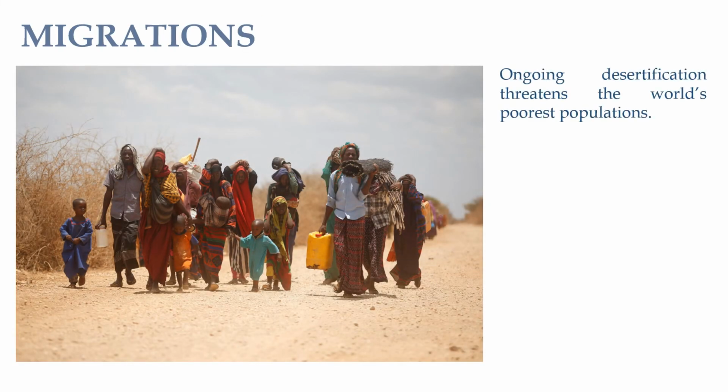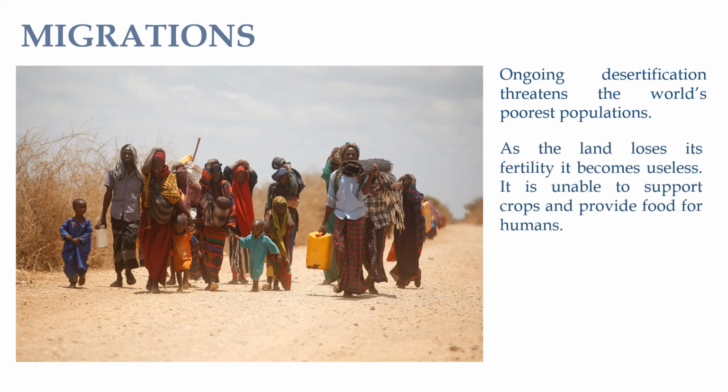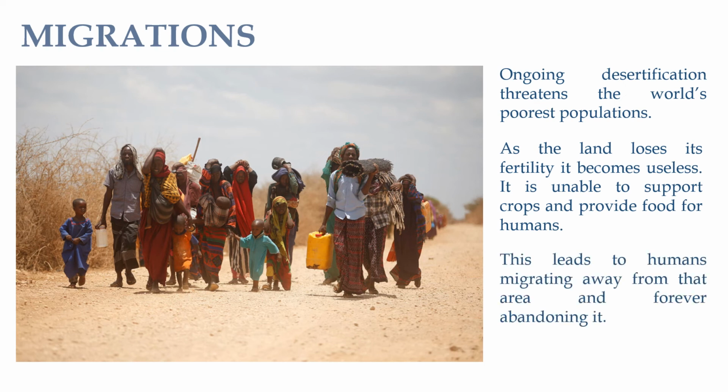Migrations. Ongoing desertification threatens the world's poorest populations. As the land loses its fertility, it becomes useless. It is unable to support crops and provide food for humans. This leads to humans migrating away from that area and forever abandoning it.